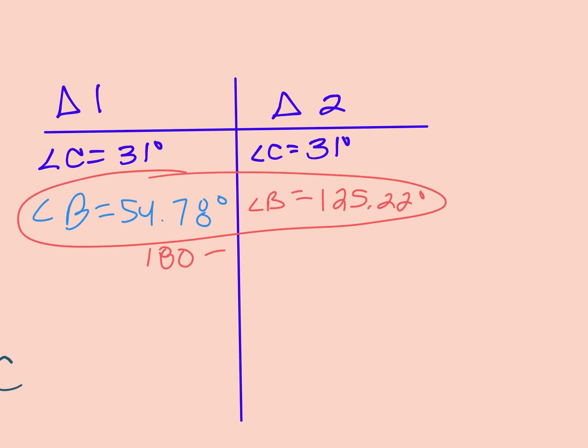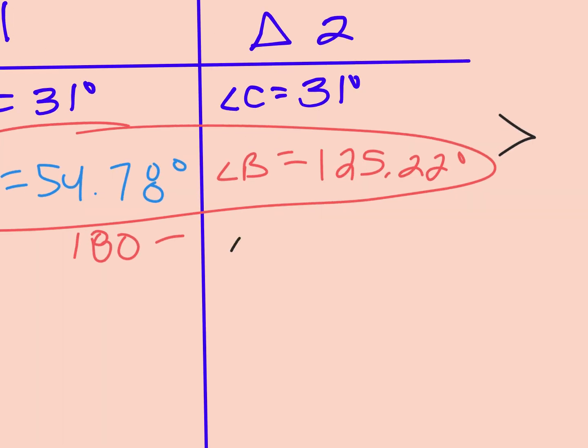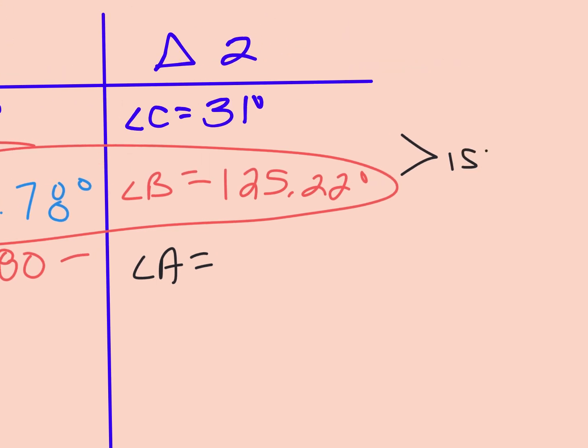All right. So now, again, I don't know for sure yet. How do I know if there is a second triangle present? What do I do with these two numbers? I'm going to add them and do what? Subtract from 180. So I add this plus 31 and I get 156.22. So what does that tell you? Yes, there is a second triangle.